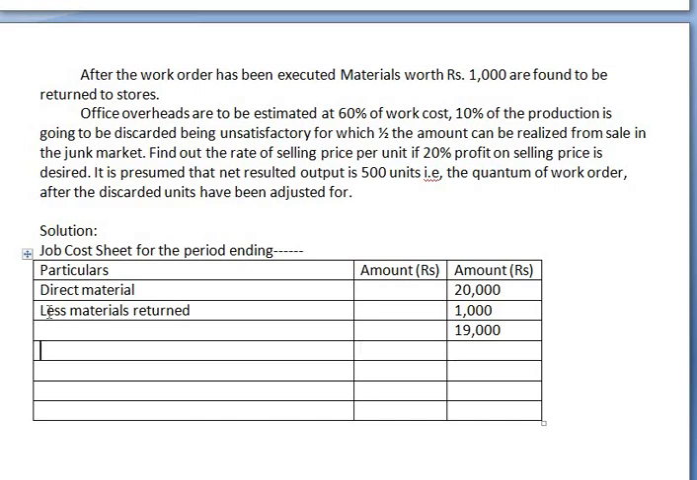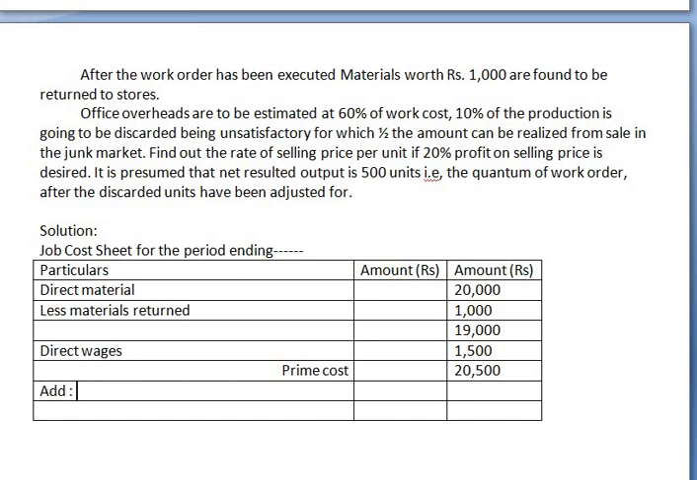Now direct wages. Direct wages is 1,500. Direct expense is not given in the problem, so add it, so that is 20,500. So what is this called? This is called prime cost.